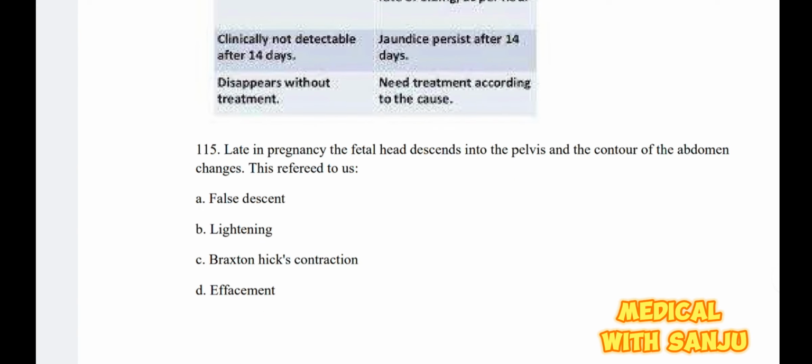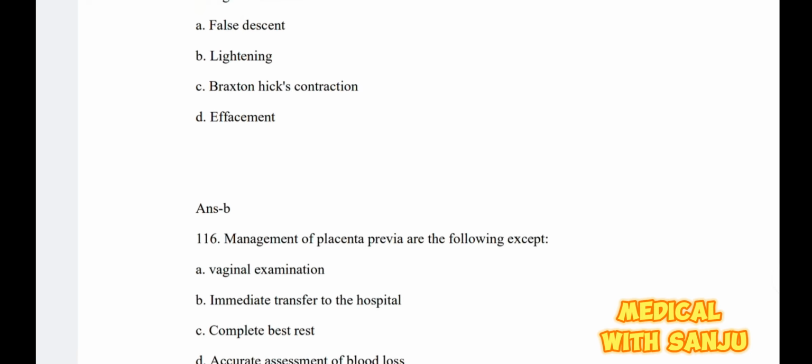Question number 115. Late in pregnancy, fetal head descends in the pelvis and contours of the abdomen change. This is referred to as option A, false descent, option B, lightening, option C, Braxton Hicks contraction, and option D, effacement. This is lightening. Option B is the right answer.